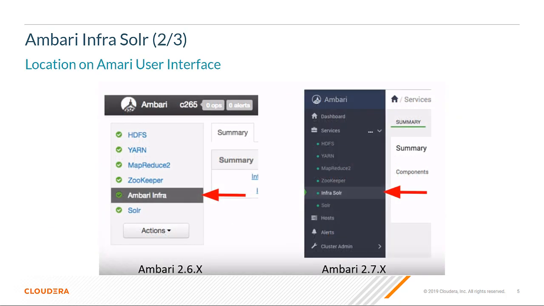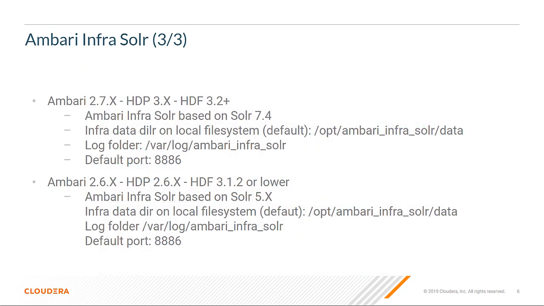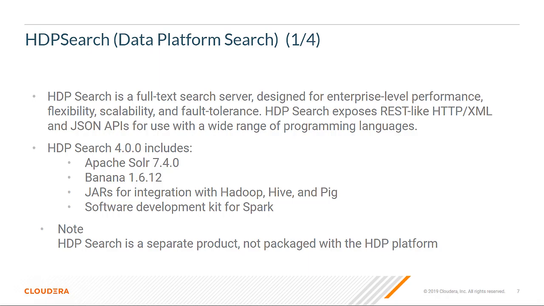Ambari Infra Solr location on the Ambari user interface. On the left we can see Ambari 2.6 and on the right we can see Ambari 2.7. Ambari 2.7 comes with Ambari Infra Solr based on Solr 7.4. Ambari 2.6 comes with Ambari Infra Solr based on Solr 5. The collections are stored on the local file system, and here we can see the default log folder and port used.